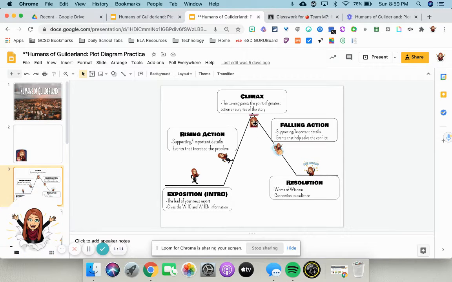All of this leads up to the top, which is the climax. This is the turning point. This is the point of your story that has the greatest action, the greatest surprise, the highest point of whatever the problem might be. Then we come back down our plot diagram to our falling action. This is more supporting details, but these events help to solve the conflict. So whatever the problem is, this is the information that will help us to solve the problem or make it better. We end with the resolution. This is where your words of wisdom and your connection to the audience go.